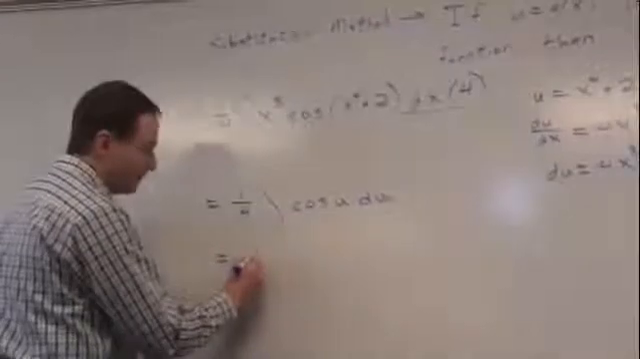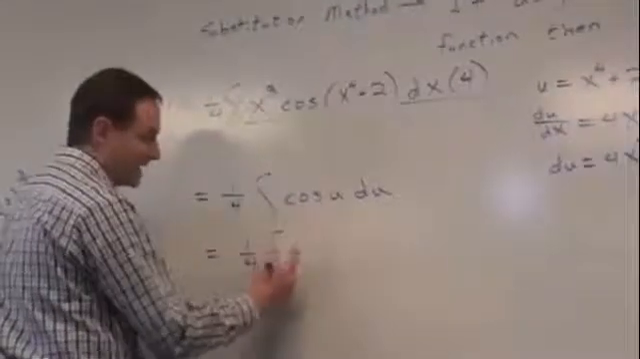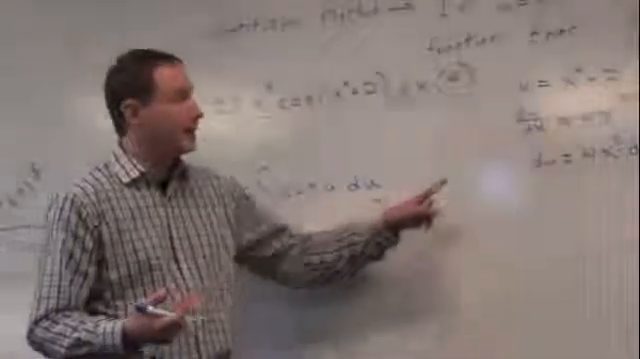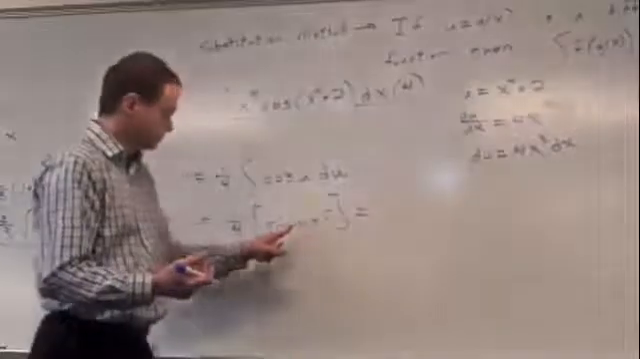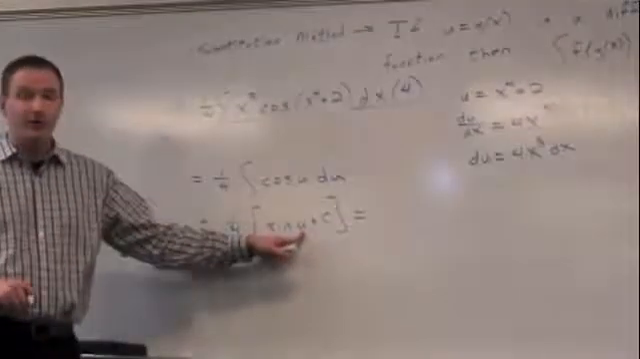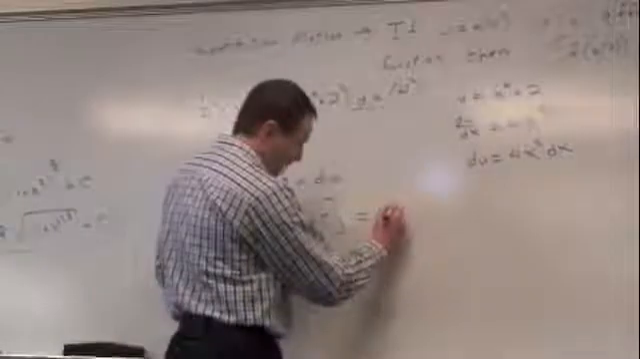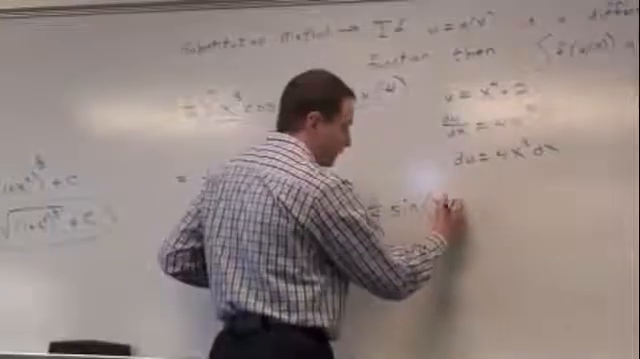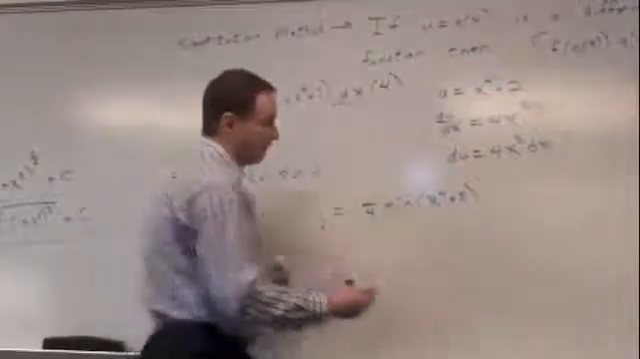Once you get that, you can do the integration. The integral of cosine: I know the derivative of sine is cosine, so the integral of cosine is sine. This is going to give me 1/4 times the sine of u plus c. Then the final answer needs to be back in terms of your original variable. u is nothing more than the group x squared plus 4. So the final answer is 1/4 the sine of x to the 4th plus 2, plus c.